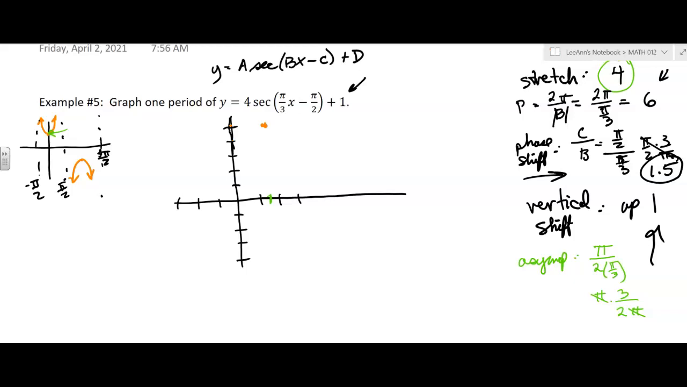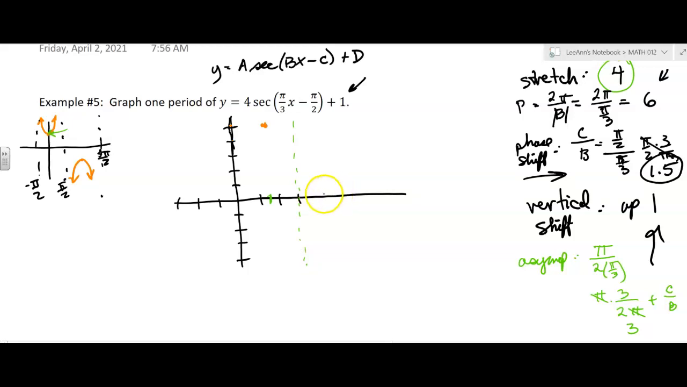I forgot the phase shift. The asymptote would be there, except it's going to be shifted because you've got to add in the phase shift, the c over b, which is 1.5. So now the asymptote is going to be 1.5 plus 1.5, which is 3. So that's going to be right there. The good news is, that was the hard part.